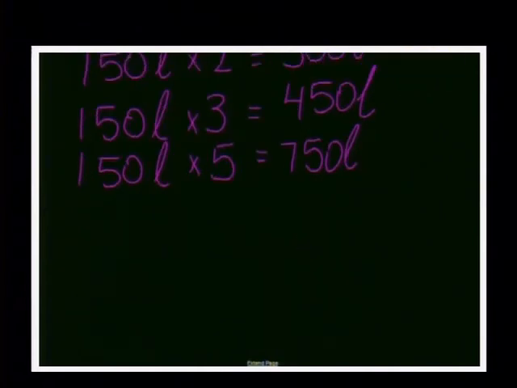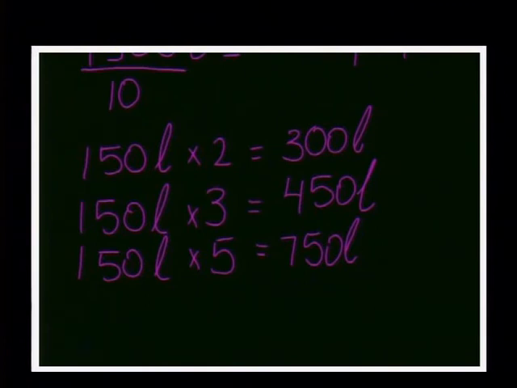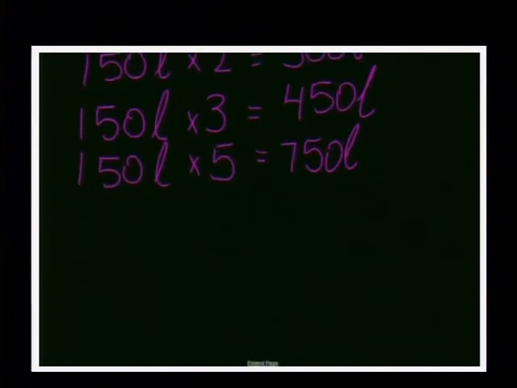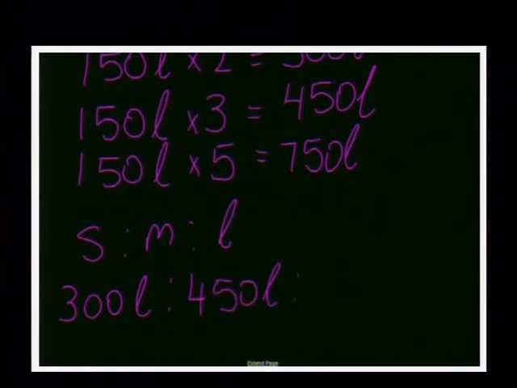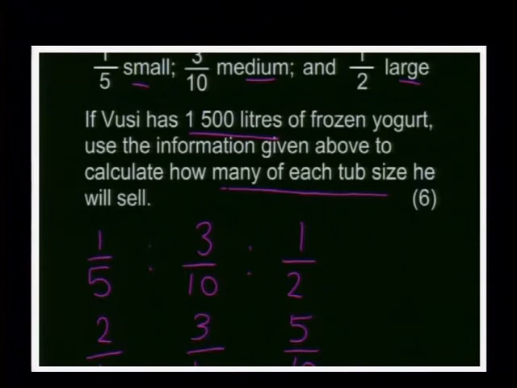So I've now answered the question because I've told them how much of each we need. And I can write this back the way it was. Remember we had it as small to medium to large? Well, let's write it the same way. So I need 300 litres to 450 litres to 750 litres. And that answers my question. Double check. Wanted to know how many of each tub size he will sell. So we have answered the question.